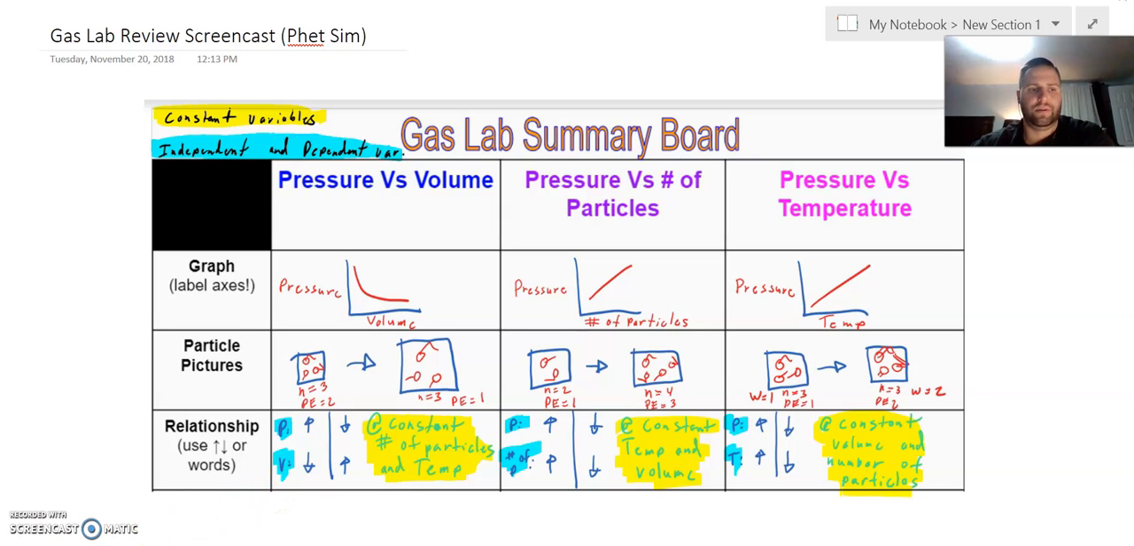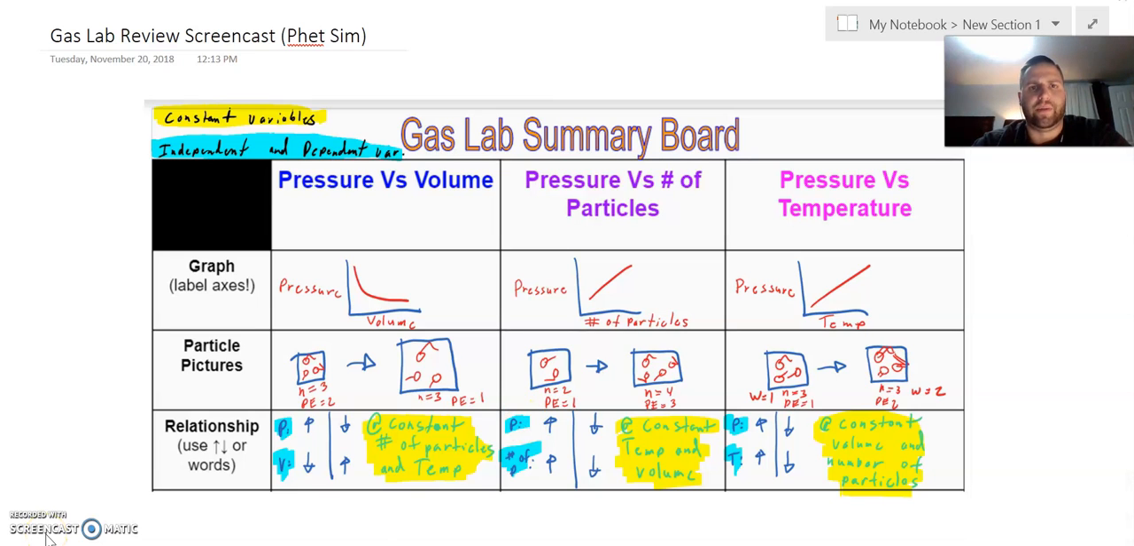in class. Please note that the orientation of these labs goes in the sequence from left to right in which we finished these labs in class. So effectively, pressure versus volume was part one, pressure versus number of particles was part two, and pressure versus temp was part three. I will go ahead and erase these labels, but please keep that in mind as we're talking about each of these examples.